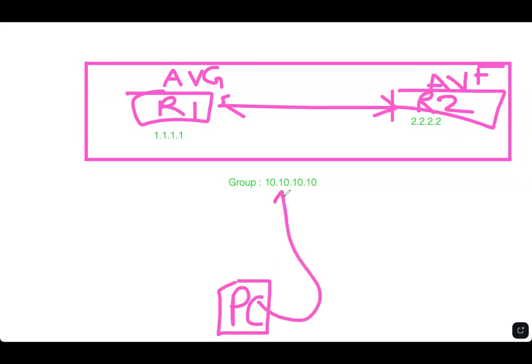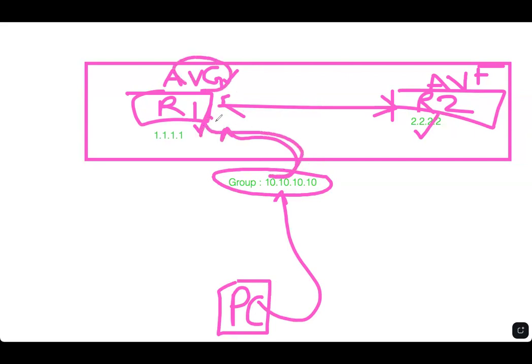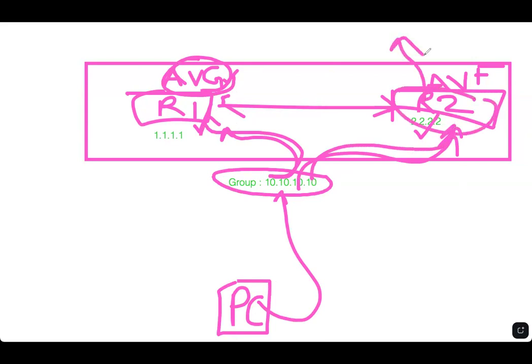Okay. Now, when the PC sends the data to this IP, the group IP, AVG will decide whether the traffic should go to router 1 or router 2. So the AVG will decide which router the group should point the traffic to. That is the role of AVG. But once the packet comes to router 2, router 2 will forward the data to the outside. Is it clear now or no?